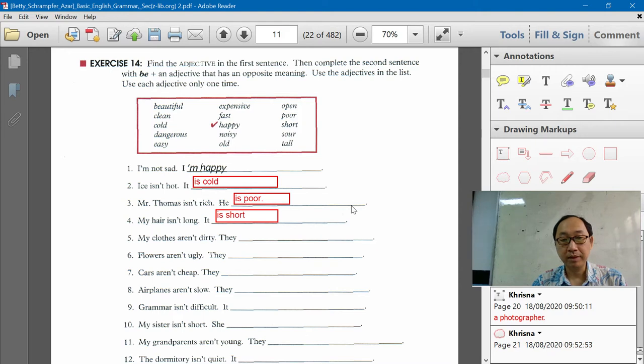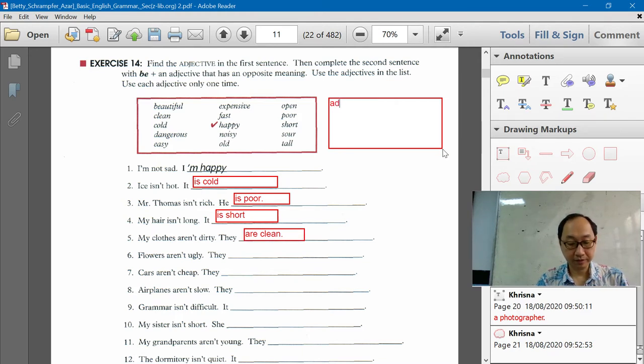Yeah. My clothes aren't dirty, they are clean. Yeah. And the other characteristic of adjectives is they have opposites. Adjectives have opposites. Or in bahasa Indonesia, this is lawan kata, yeah, okay.